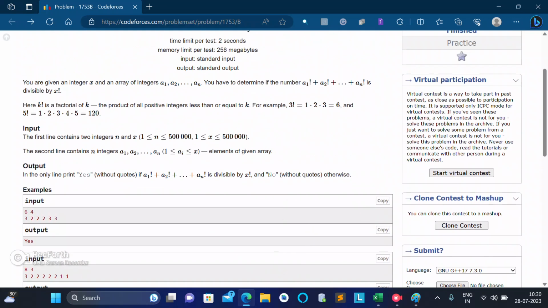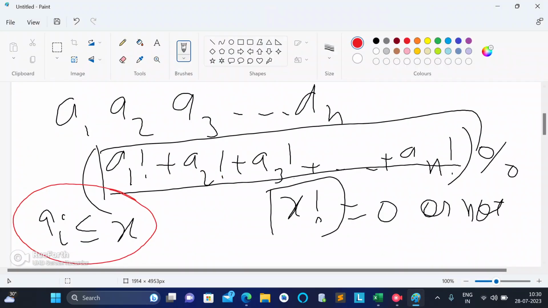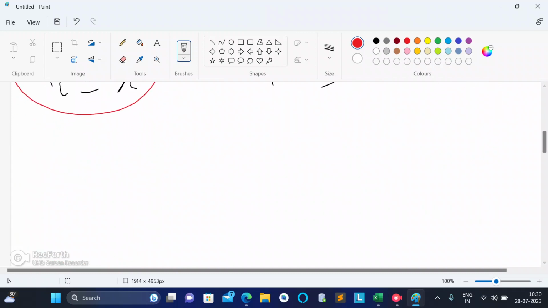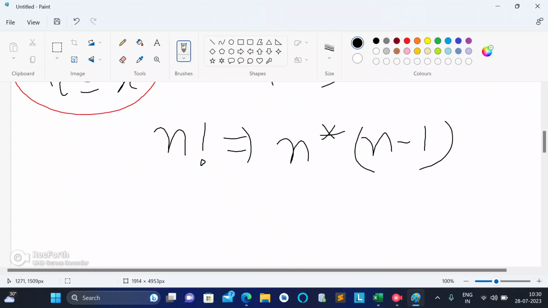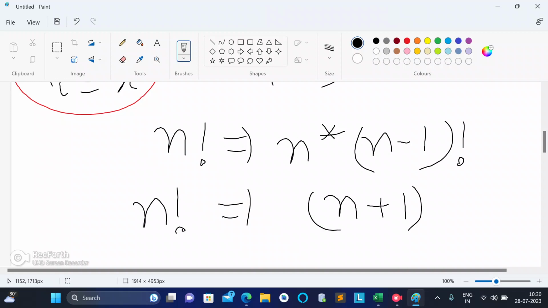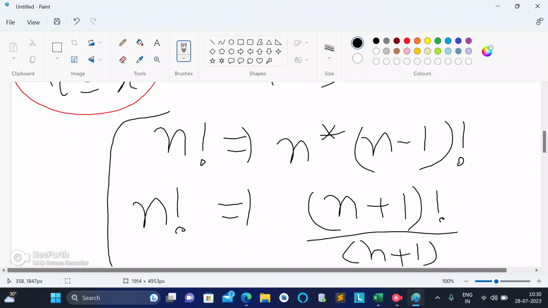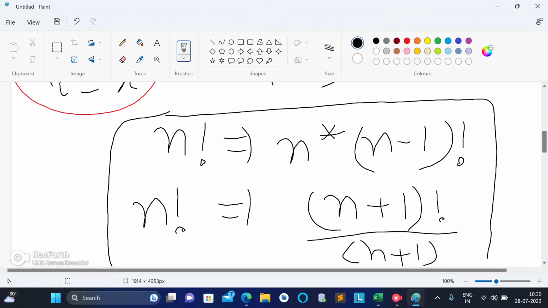So let's move on to the approach of this question. Here is an important concept behind this question. Suppose you are given n factorial. We know that we can write n factorial in the form of n into n minus 1 factorial. Or I can say, suppose I am given n factorial, I can write n factorial in the form of n plus 1 factorial divided by n plus 1. These are the two major concepts which we are going to use in this question.